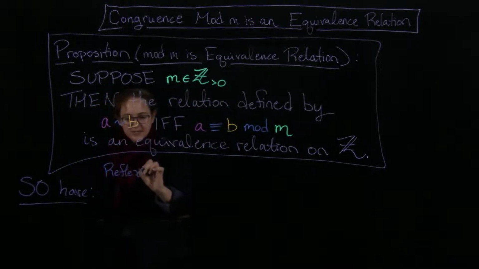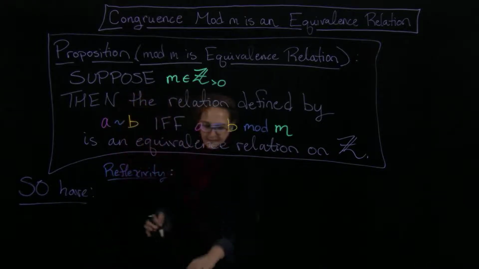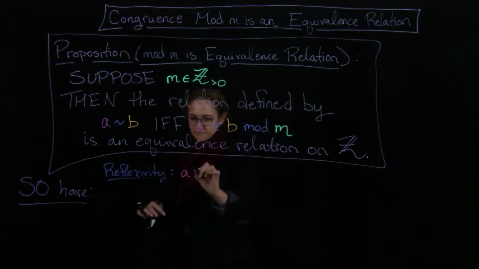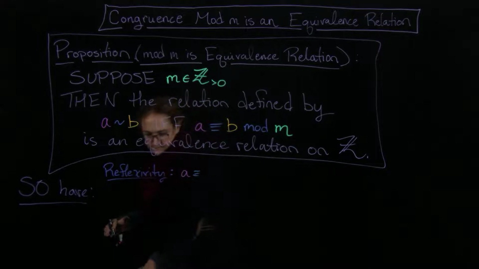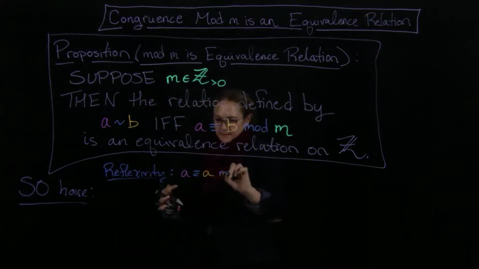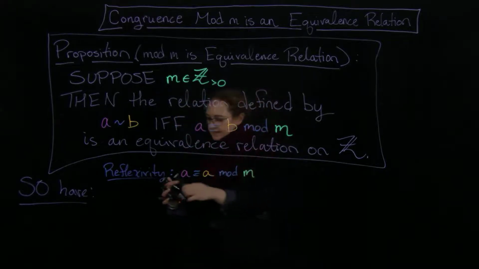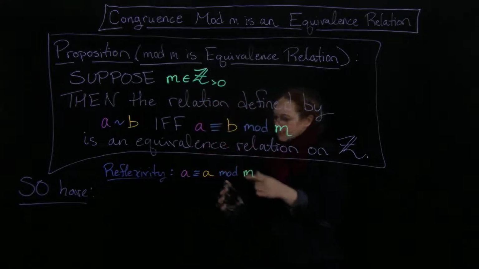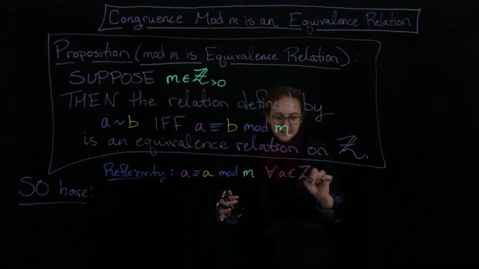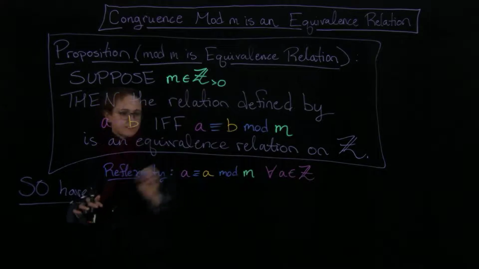The relation is going to satisfy reflexivity. What is that going to tell me? That A is going to be congruent to itself mod m, and this is going to hold for all A in the integers. So every integer is congruent to itself. That's what reflexivity says here.